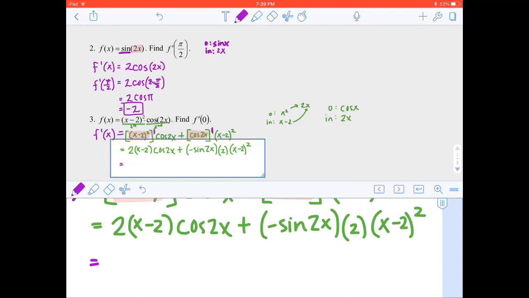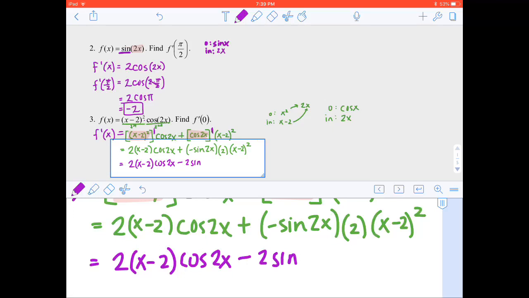So let's see. Can't really do much to simplify, actually. We have 2 times x minus 2 times cosine 2x minus 2 sine 2x times x minus 2 squared. And that's about all we can do.